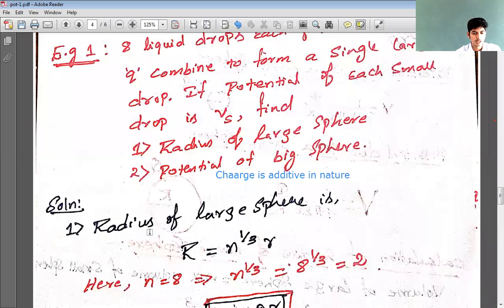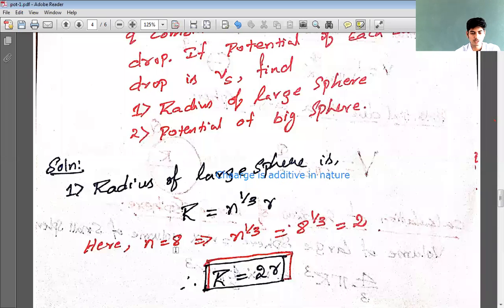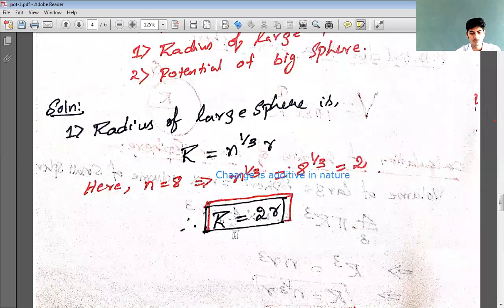Very good, 2r. We know that the radius of the large sphere is given by R equals n power 1 by 3 into r smaller. Here n is given as 8, the number of drops. So n power 1 by 3 means 8 power 1 by 3, which is nothing but the cube root of 8. Cube root of 8 is 2. So the radius of the large sphere is 2 times the radius of the small sphere.